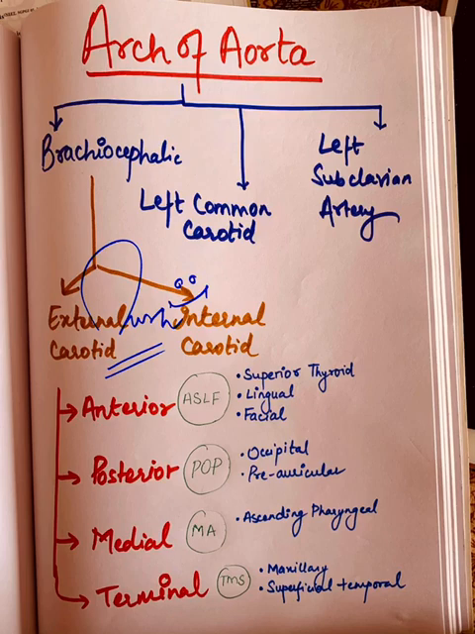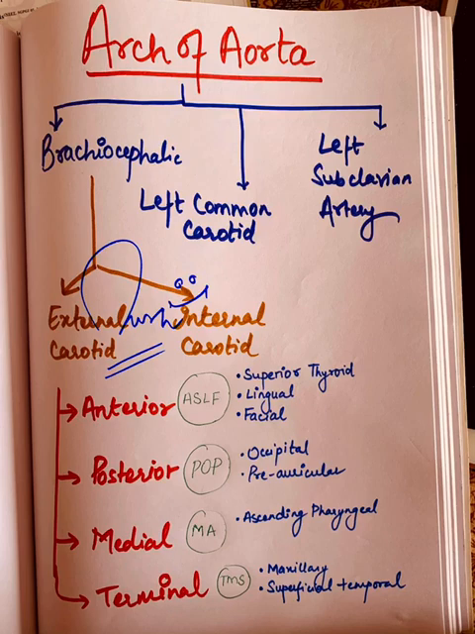So A for anterior, you have SLF, that is your superior thyroid, lingual and facial. If you are repeating after me, trust me, you are going to learn it right now itself. POP, P for posterior, OP is your occipital and preauricular. Then you have MA, that is M for medial, A for ascending pharyngeal, and terminal, the last one, is TMS: T for terminal, M for maxillary and S for superficial temporal. Now here 2 S are there, so don't get confused. Superior thyroid is your anterior branch and superficial temporal is your terminal branch.